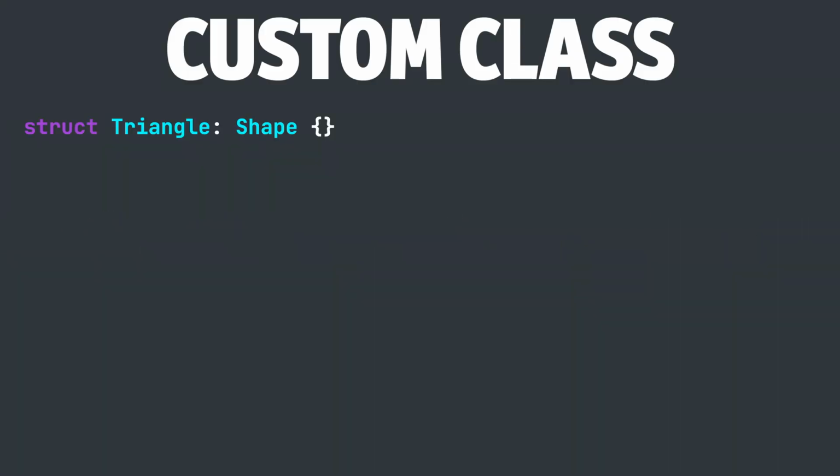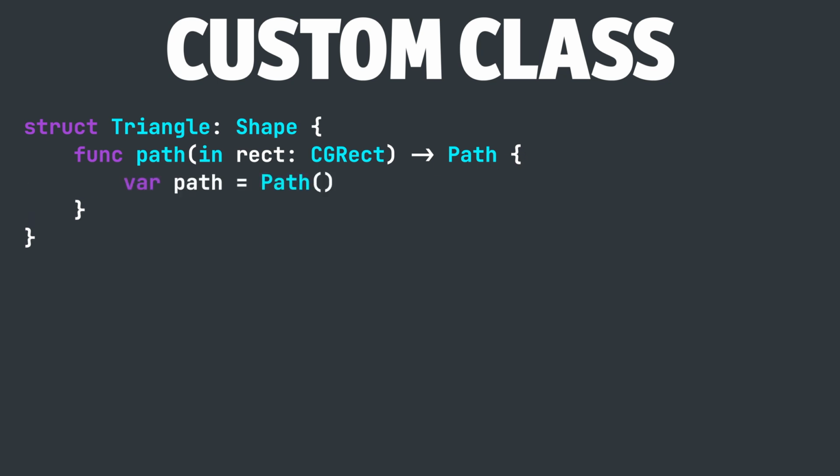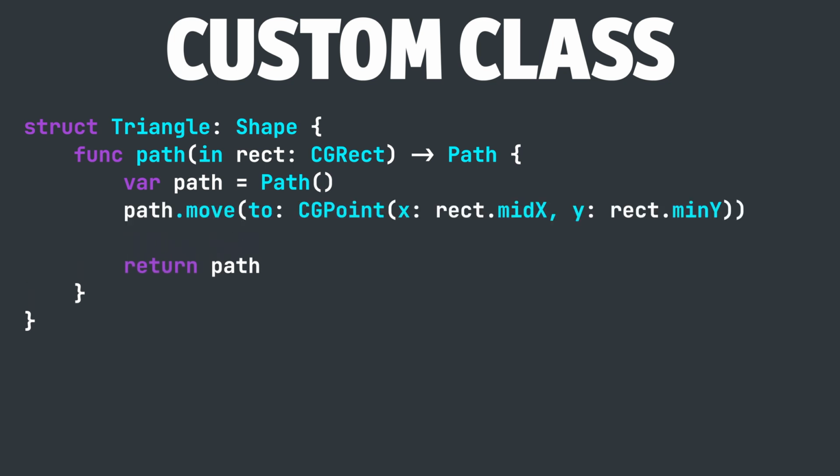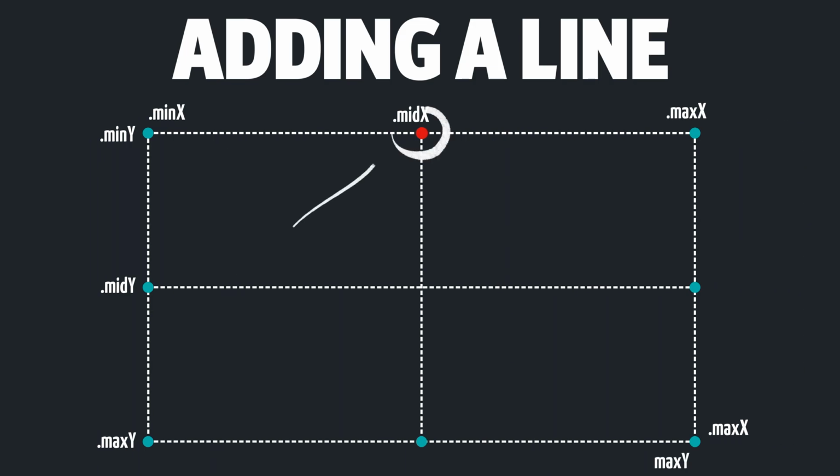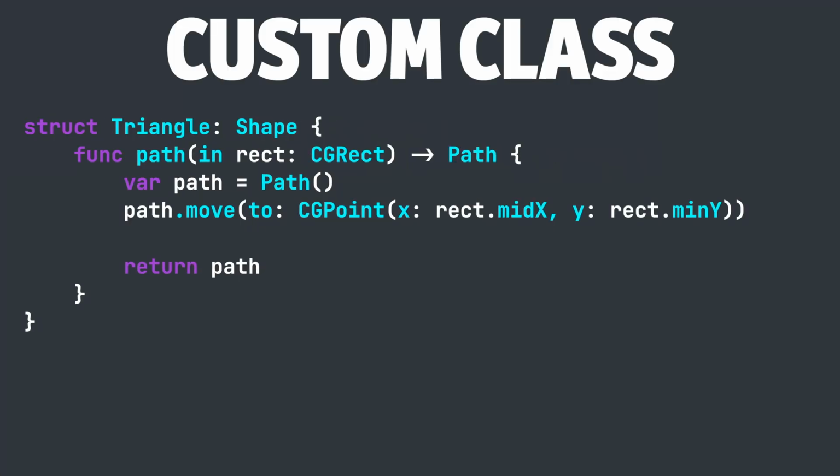When creating custom shapes that subclass Shape, we must implement the path(in:) method. Since this method returns a path, let's create a new path variable by adding the following. Now that we have our path, let's go ahead and return it now. With our path created, we can now move our starting point. Now let's add a line from our current position to the bottom right corner. Let's add this line next.